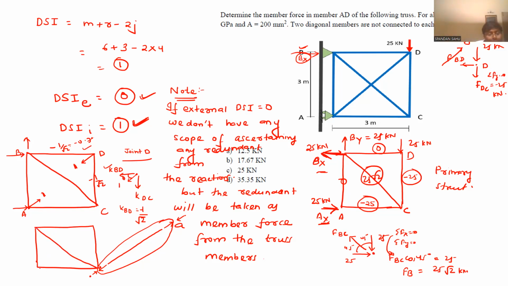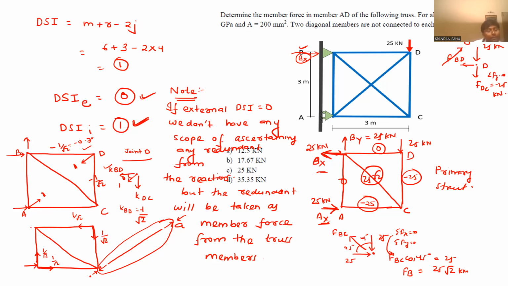So for this one, there will be some component, 1 cos theta, that will be 1 by root 2. In this direction also it will be 1 by root 2. Similarly, in this direction 1 by root 2. It means I have decomposed that unit load into x and y direction.